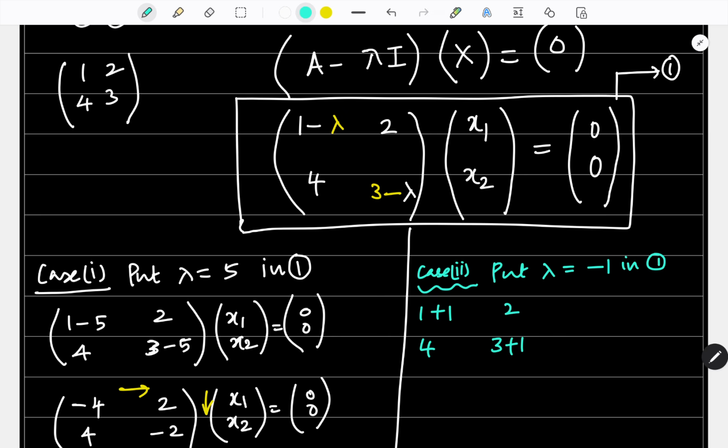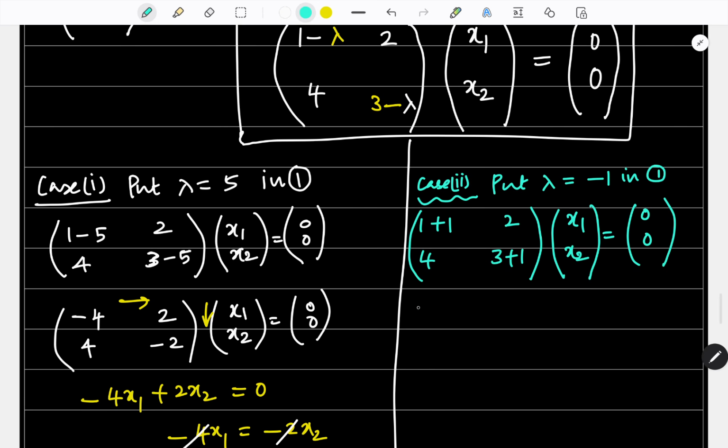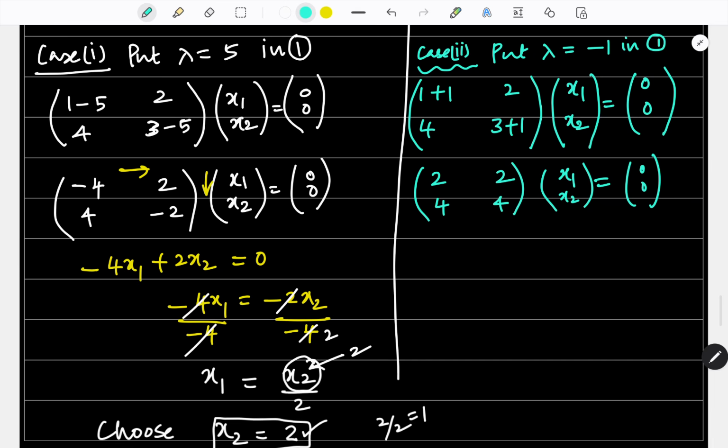3 minus of minus 1 is 4. So you're going to get this one. x1, x2 is equal to 0, 0, right? So I'll get 1 plus 1 is 2, 2, 4 and then 4. We are getting identical equation, see, right? So this equals 0, 0. Here also identical equation, see, 4 and minus 2, same number with minus and plus, okay, right?